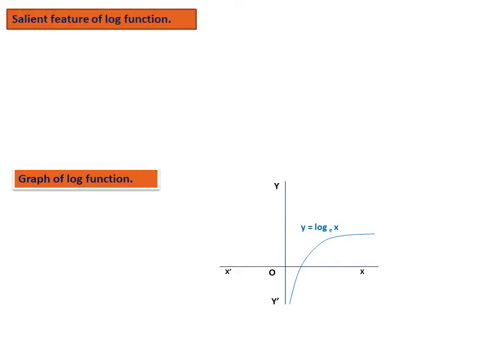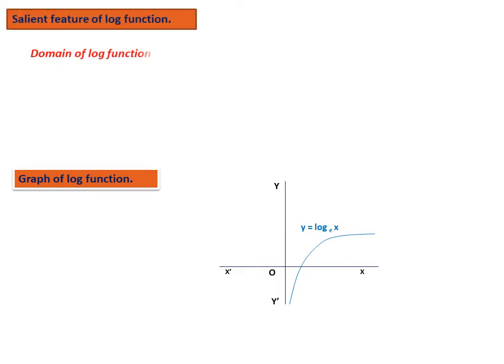Then first let us try to draw the graph, then we shall study the salient features. See, the graph of the log function will be like this. So it is only on the positive side. From the negative x-axis, it will never touch the negative x-axis, but it keeps on increasing, cuts the x-axis at (1, 0), then it goes on, and it is an increasing function. So this is y equal to log x to the base e.